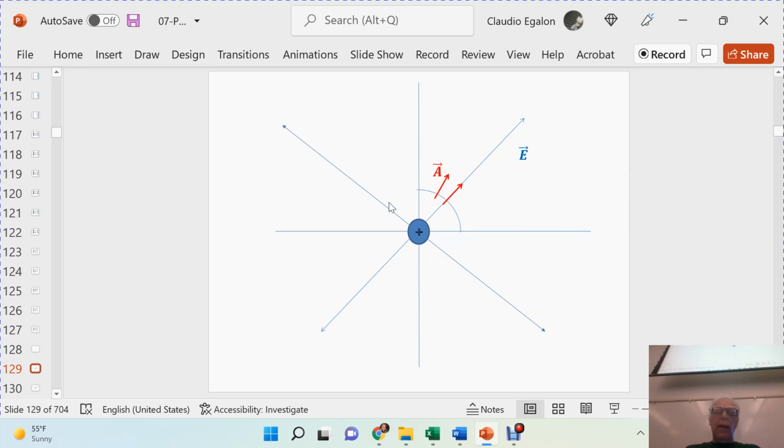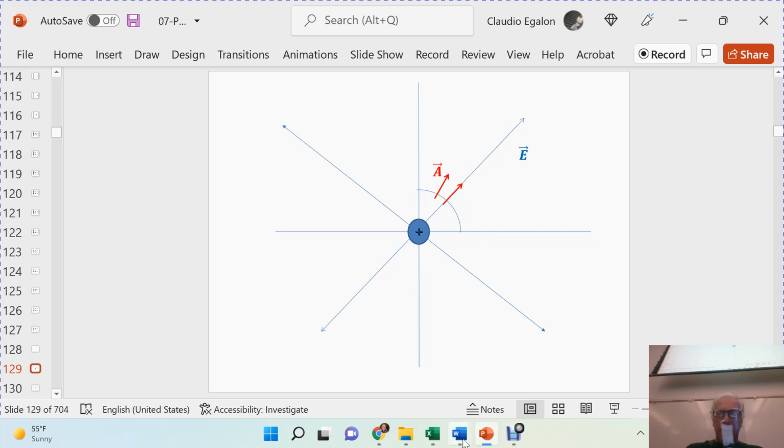Suppose that we have a sphere enclosing this charge, right? And this charge is exactly at the center of the sphere. This charge has electric fields that are in the radial direction, which coincide, by the way, with the area vector of the sphere. We can calculate the flux in this case as well.